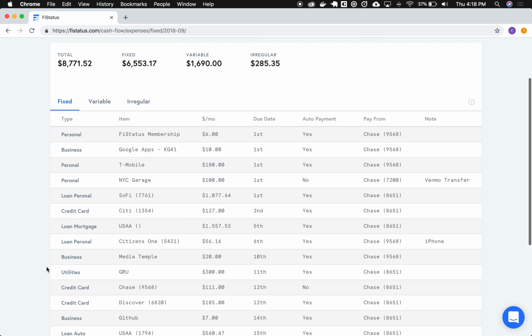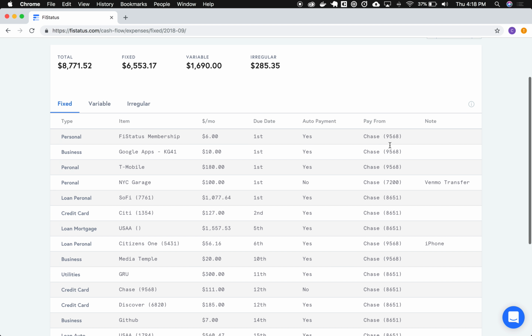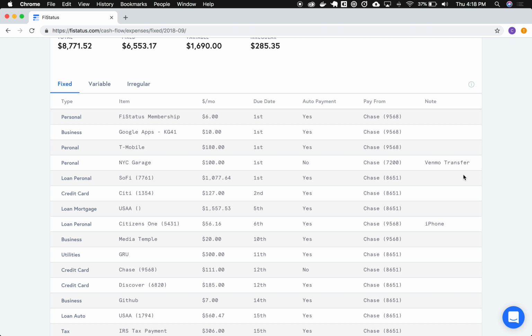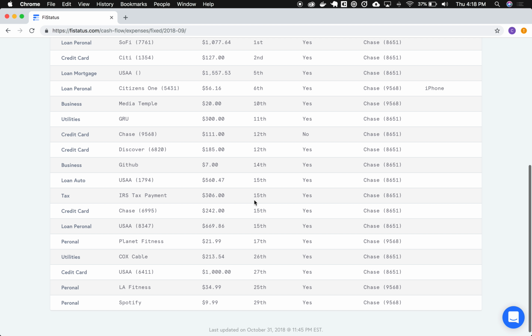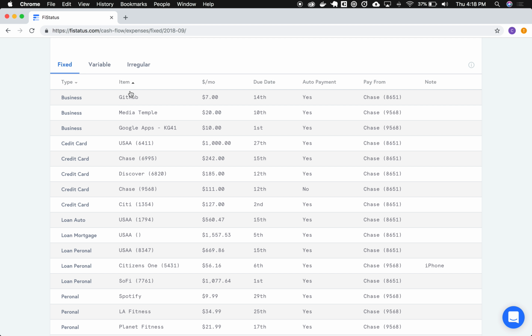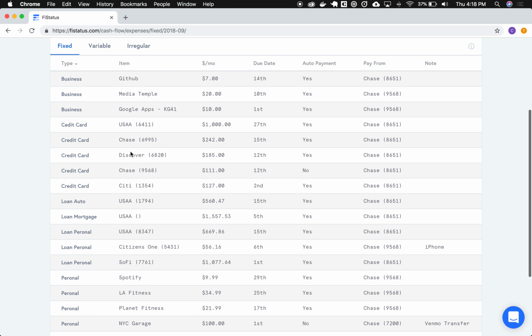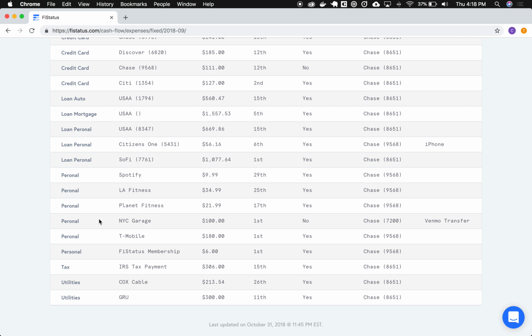So let's go over to fixed, right? So here I have all my due dates. I know if it's auto payments. I know where it's paying from. And if it's not an auto payment, I know why I should be paying it, right? And then, yeah, so this is kind of just all of my stuff. And I can go through here and see what type of stuff. So I have the business expenses, none of the stuff for FiStatus yet, but I have my credit cards, I have my loans, and I have just your personal items, right? And then the tax and utilities.